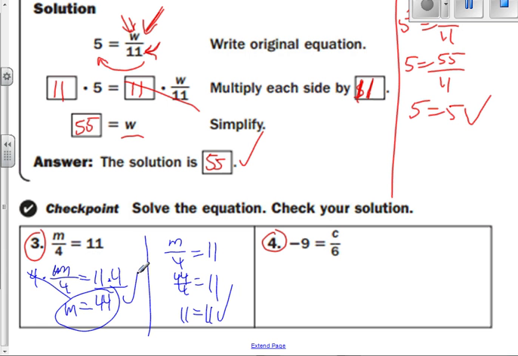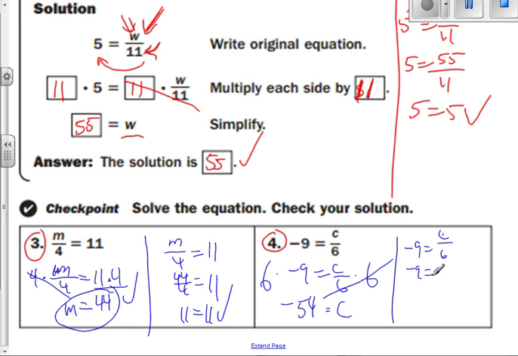Then if I look at number 4, we have negative 9 is equal to c over 6. I'm going to multiply both sides by 6. On the right-hand side, the 6's cancel. They equal 1. 1 times c is just c. And then 9 times 6 would be 54. A negative times a positive would still be a negative, so it's negative 54. And let's do our check real quick. I have negative 9 is equal to c over 6. I have negative 9 is equal to negative 54 divided by 6. Negative 9 is equal to negative 9. My check works, therefore I know the solution c is equal to negative 54 is correct, all right?